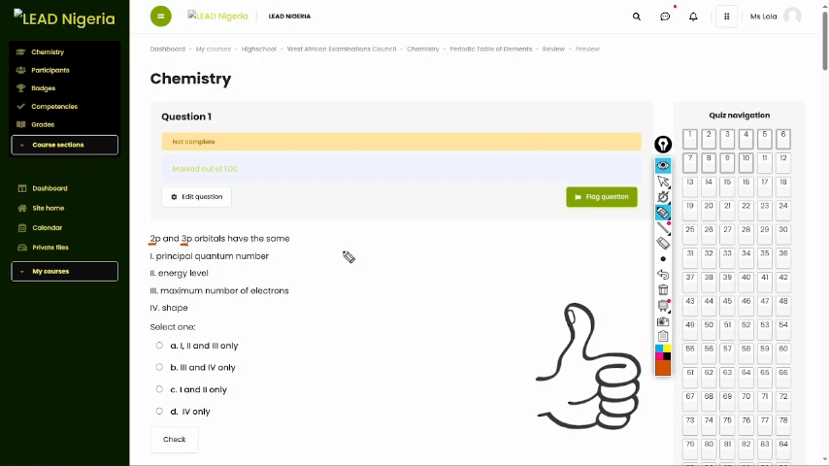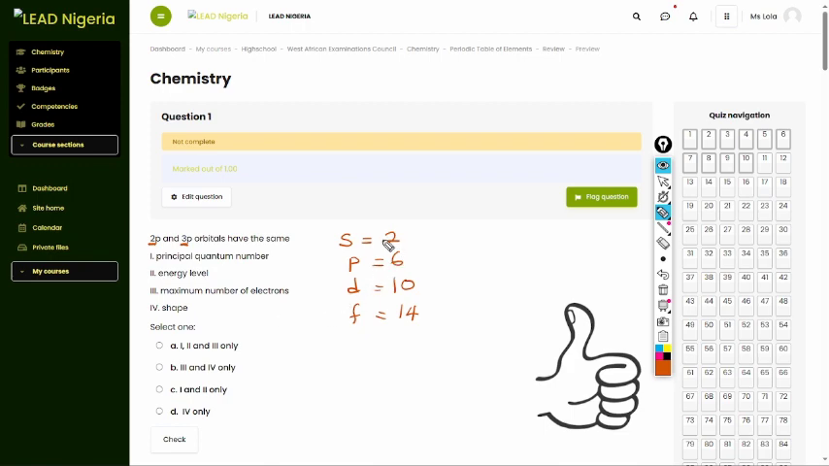Maximum number of electrons. So using the suborbitals, the suborbital S can carry a maximum of 2 electrons, P can carry a maximum of 6 electrons, D carries a maximum of 10, and F carries a maximum of 14. So they both have the same suborbital P, which means they will both carry the same 6 electrons in the orbitals. So they have the same maximum number of electrons.